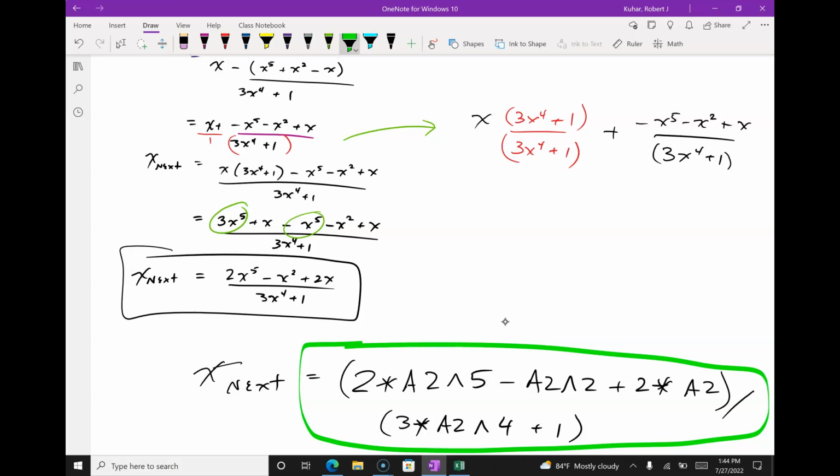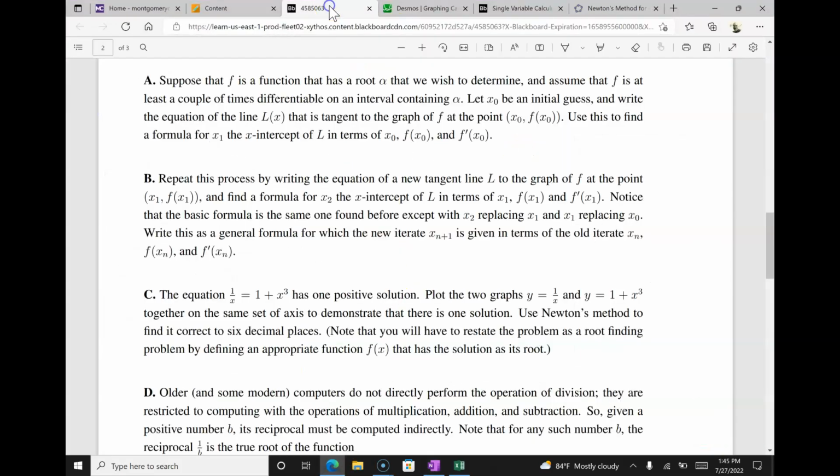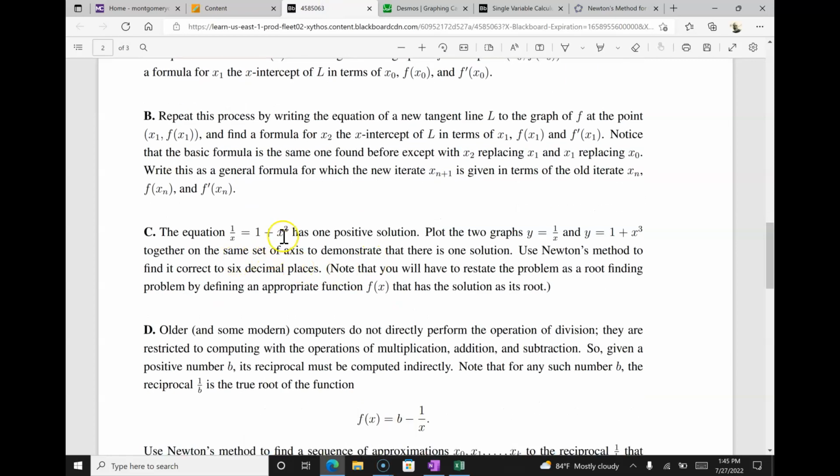Part C. Part C, as in cat. Okay? So I'm going back to the project here. Part C, I'm finding that root. I just did it for you, right? You just have to do the write-up. And it wants it to 6 decimal places, right?